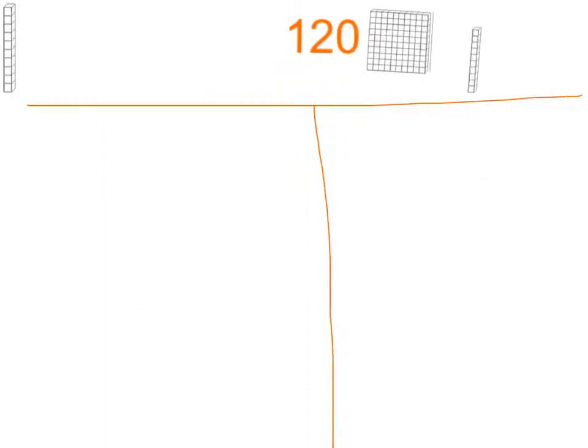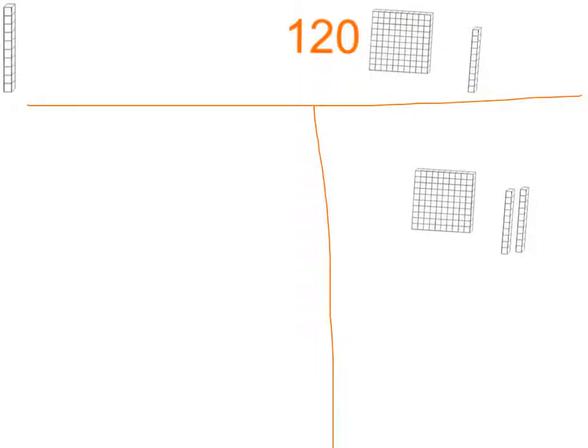Here I have the number 120. I can represent this number using 2 10s and 100. But I can also represent this number using just the tens blocks. How many tens blocks would I need to make 120? Have a think. That's right, I would need 12.